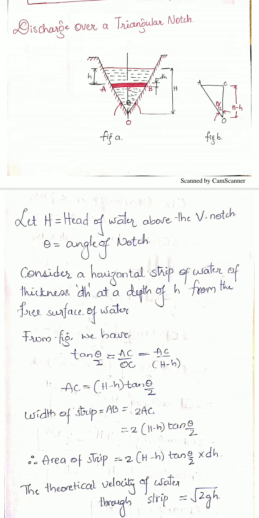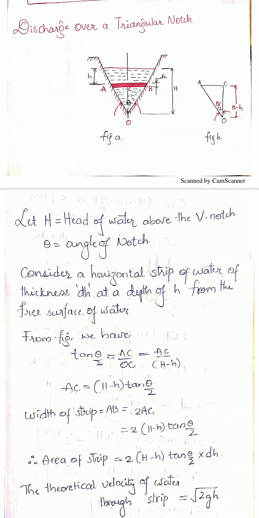From figure B, tan theta by 2 equals AC by OC. We have to get this AC. OC is the required length: the total length is capital H and the length over the strip is small h, so OC equals capital H minus small h. So AC you have taken out: AC equals tan theta by 2 into (H minus small h).